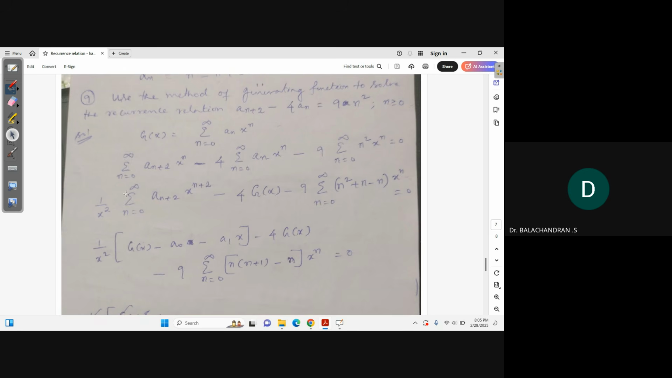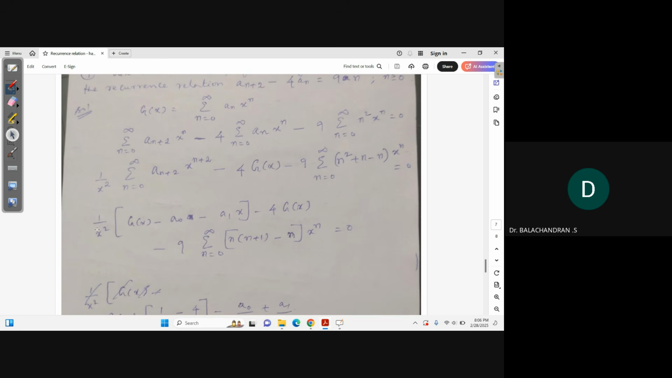Second step: here I need a(n+2), that's why I divide by x square and multiply by x square. So I'll get 1 by x square summation n equal to 0 to infinity a(n+2) x^(n+2). I think here it is fine. So I'll write g of x minus ... minus 9 into summation n equal to 0 to infinity. Here I do a trick: add and subtract n square plus n minus n, times x^n. Because if you keep it as it is, you cannot get a nice form and cannot apply the binomial expansion.